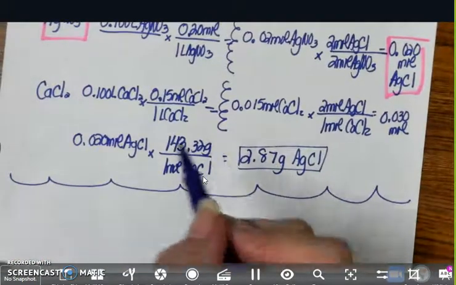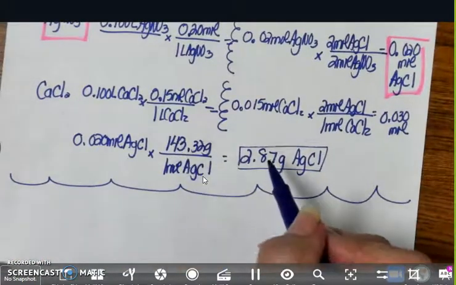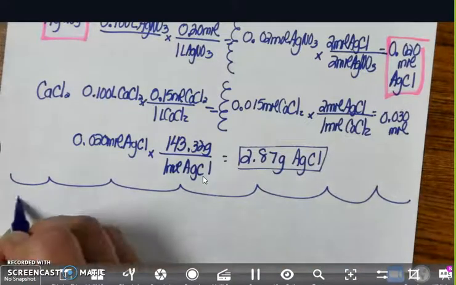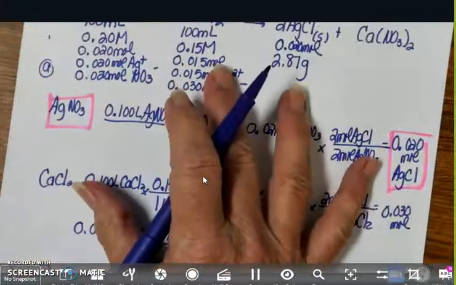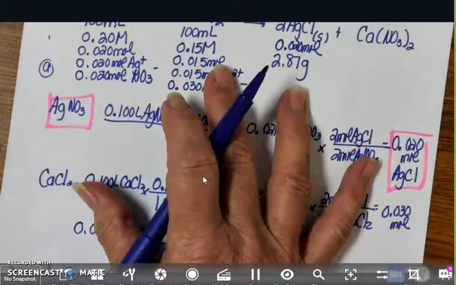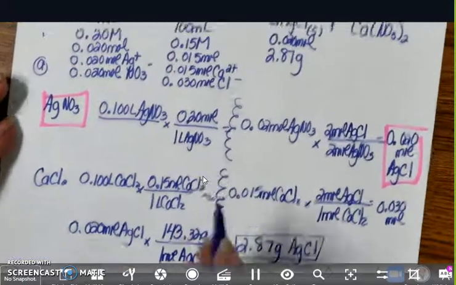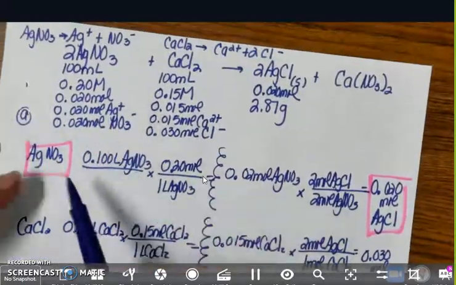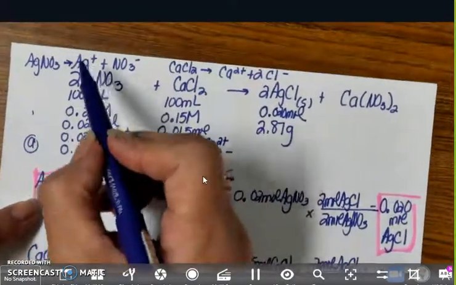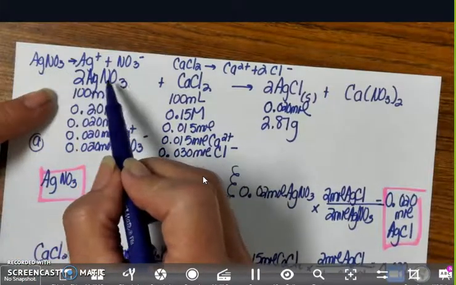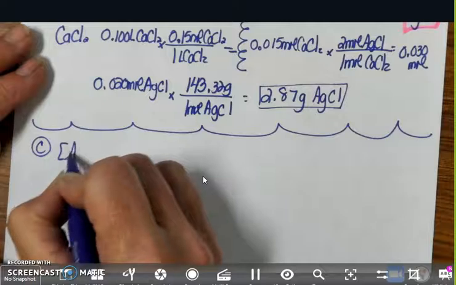Part B is just going to be actual over theoretical, which is this times 100. We're going to move on to C. Now, I've got all this information, so this is going to make C a piece of cake. Let's start off with our easy ones first, right? So our laundry list of ions is going to be, if you look at my reactants, I can make a laundry list. I've got silver, nitrate, calcium, and chloride. So I'm going to list them all.